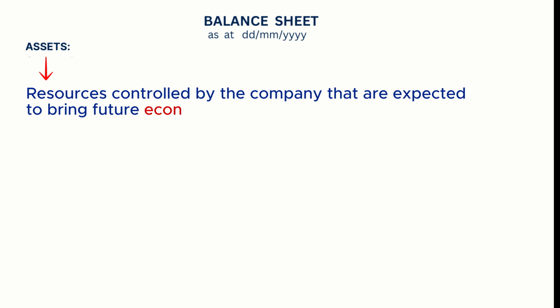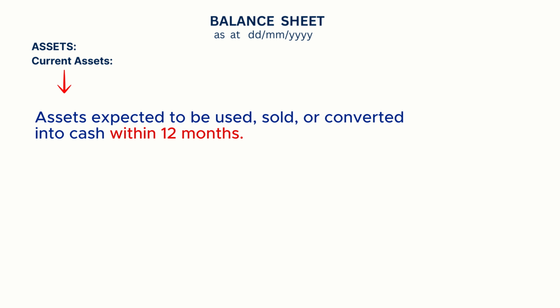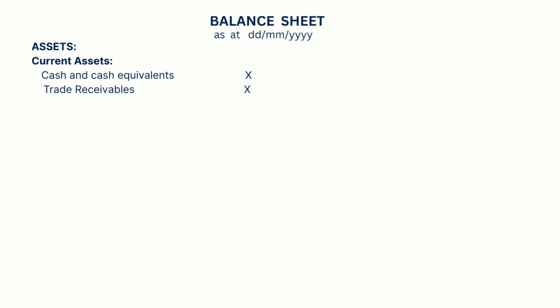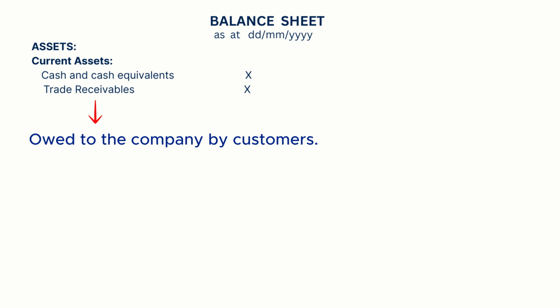Assets are resources controlled by the company that are expected to bring future economic benefits. First, we have current assets. These are assets expected to be used, sold, or converted into cash within 12 months. Cash and cash equivalents. This is the company's available liquidity, cash in bank, petty cash, and short-term deposits. Trade receivables. These are amounts owed to the company by customers. In other words, sales made on credit.